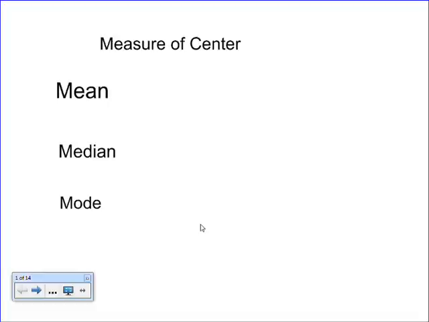Going to talk about measures of center today, and hopefully these are things that you're familiar with: particularly the mean, the median, and the mode. We're talking about measures of center, which basically talks about the average, what's typical. What's the typical ninth grader look like? We might use mean, median, and mode to describe them.